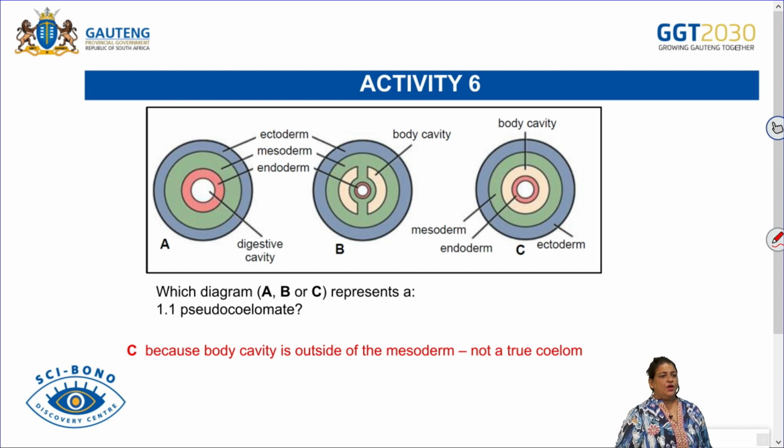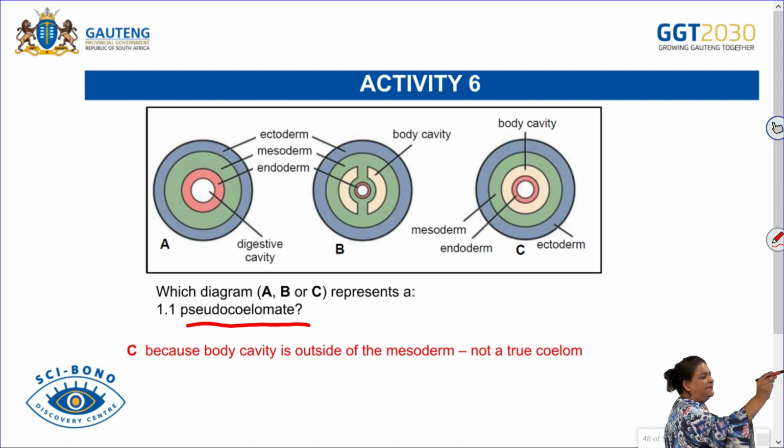Activity 6. Which diagram, A, B, or C, represents a pseudocoelomate? That means it has a cavity, or pseudocele. Pseudocele means false cavity. It's not coelomate. Which one is that one that is having a pseudo? It's pseudocoelomate, false cavity, not a true coelom. It is C because the body cavity is outside. You see, the body cavity is supposed to be on the inside of the mesoderm, but this body cavity is lying outside of the mesoderm.